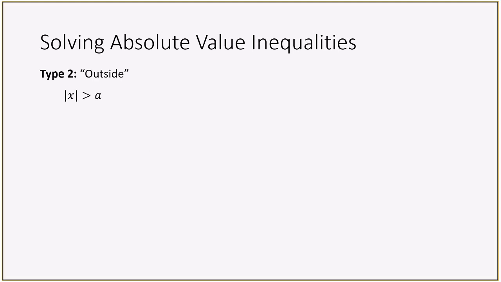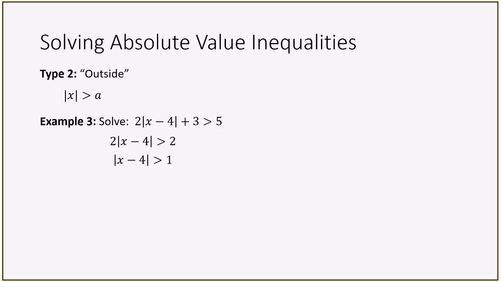Type 2 of absolute value inequalities are the outside form. In this case, I have absolute value of x is greater than some number, a. Let's see that in practice. Here I have a fairly lengthy inequality. My first step is to isolate my absolute value. So I'd subtract 3 from both sides. I divide 2 from both sides. And now I break up my inequality into my two parts because I don't have a negative on the other side of the inequality.